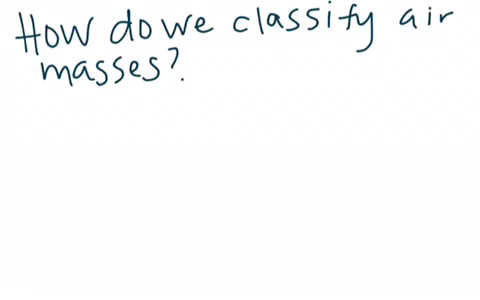So how do we classify air masses? We're going to look at one of two things. First, we look at how moist the air mass is. Is it high in humidity? Is it low in humidity? So the first that we're going to look at is humidity.